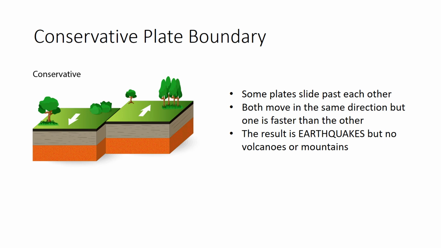Conservative plate boundaries are where the plates are sliding past each other. Both plates are moving in the same direction, but one plate might be moving faster than the other. So the result here is lots of friction being built up as the plates get stuck and then suddenly they release, which is what causes our earthquakes. But the rocks are not getting pushed downwards or upwards, and so there is no melting, so no volcanoes and no formation of mountains either.